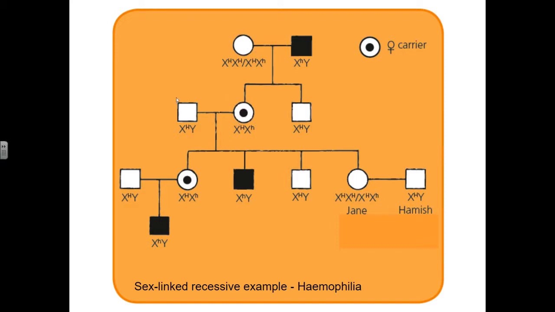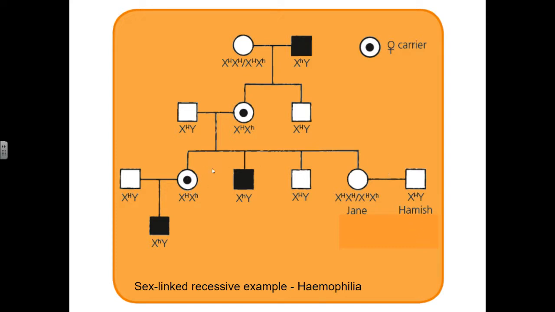When this carrier female mates with this normal male, they produce one, so the man passes Y chromosome on, the female unfortunately passes on her affected X, so you get an affected male. They have lots of kids, so they have one of everything basically. So they have an affected X male, an unaffected X female. They have a female here who we don't really know if she is a carrier or not. All we know is that she has at least one good X. And we have Hamish, who is X with a good H and Y.